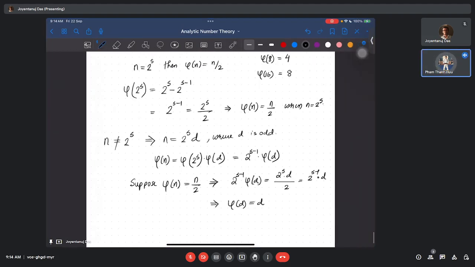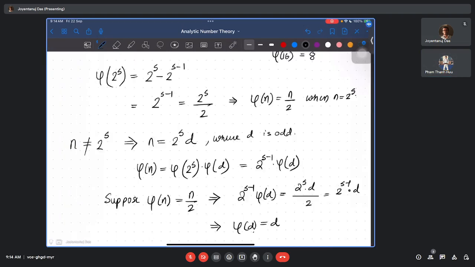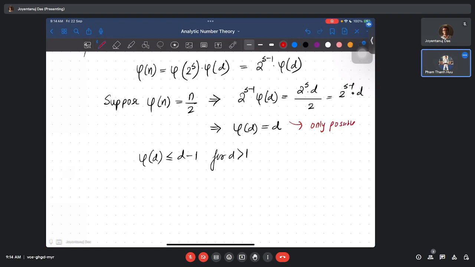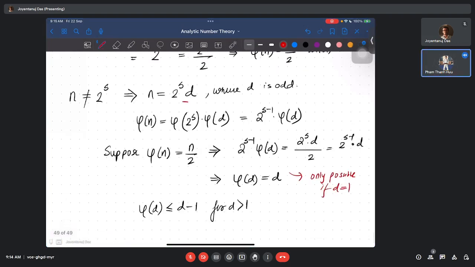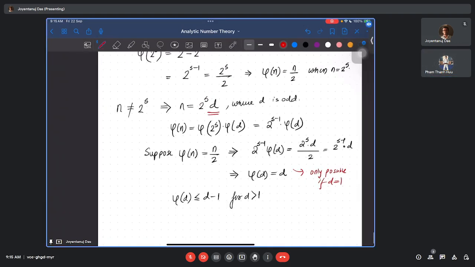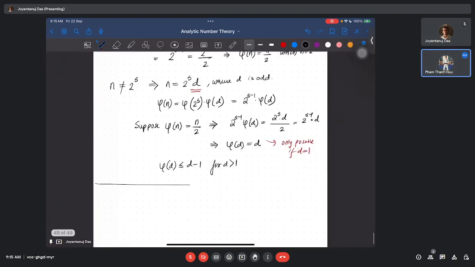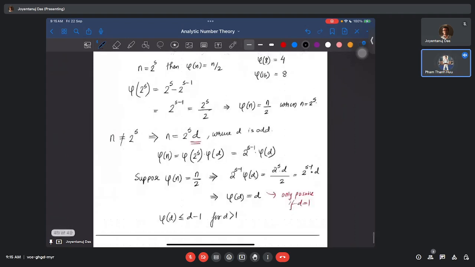Just one, right? Only one. Other than one, we don't have any, because phi of d is less than or equal to d minus 1. So if d is strictly greater than one, phi of d is less than d. So this is only possible if d equals one. Therefore, n has to be of this form. Other than that, do we have any other?